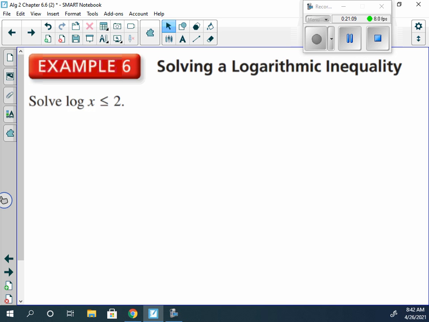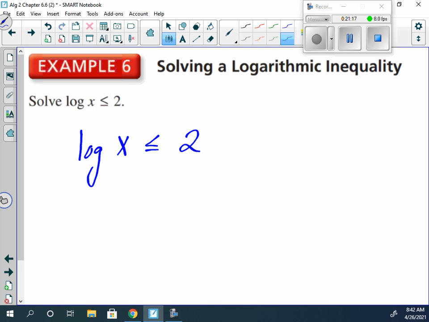So we want to solve log of x is less than or equal to 2. I've been going back and forth on one part of how I want to approach it, and I think I've come to a conclusion. We'll see how it works on this one. The overall process is not going to change. There's just one slight detail we have to add in.